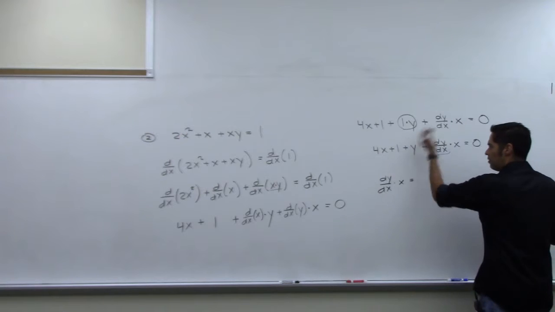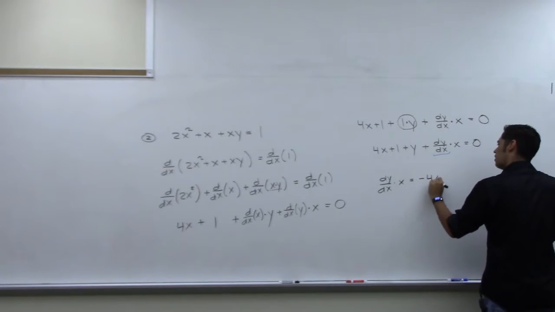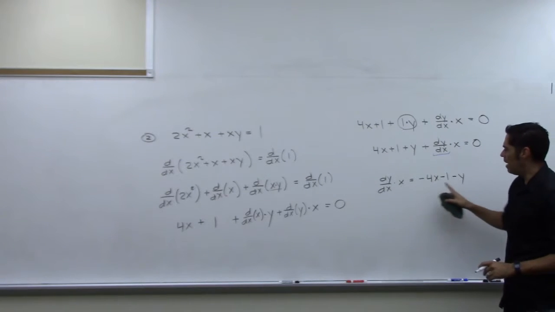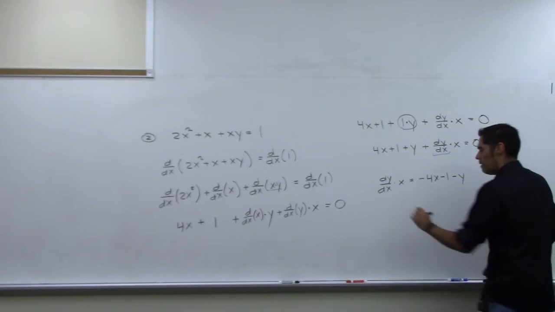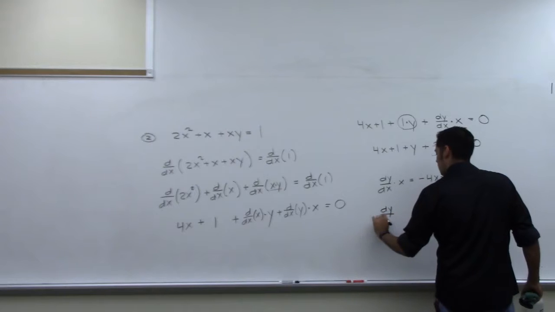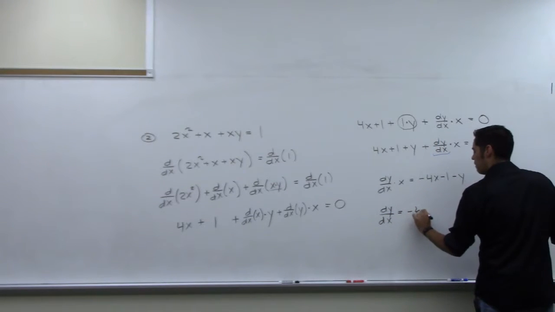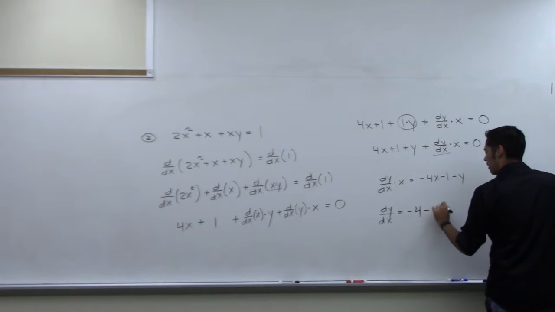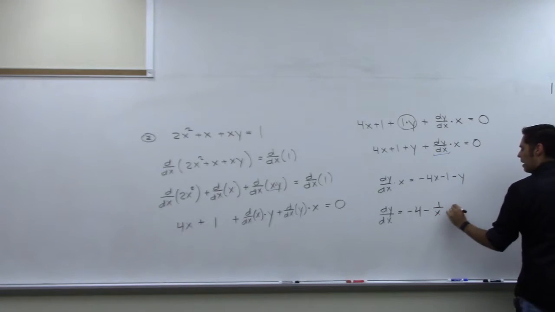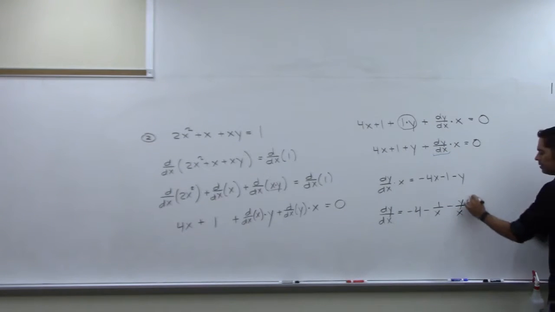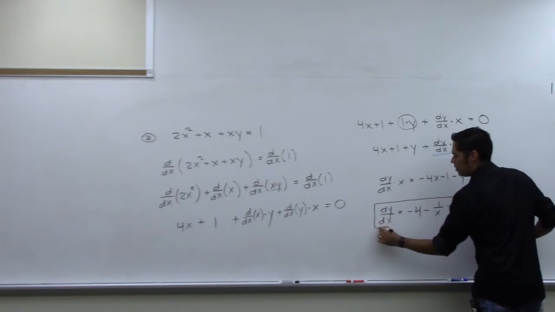This will just be all those over there, just negative 4x minus 1 minus y. And then I will divide both sides by x to get rid of the x on the left side. So when I divide by x, I get negative 4. Divide that by x, I get negative 1 over x. Divide that by x, I get negative y over x. So that is our implicit differentiation completed.